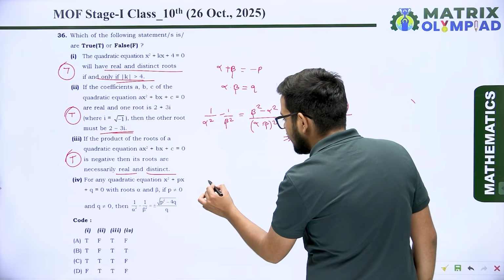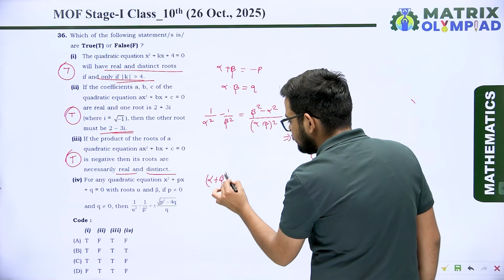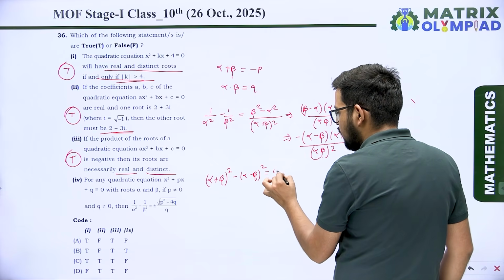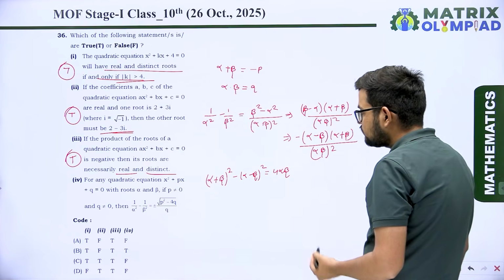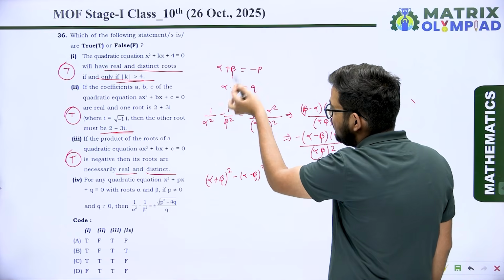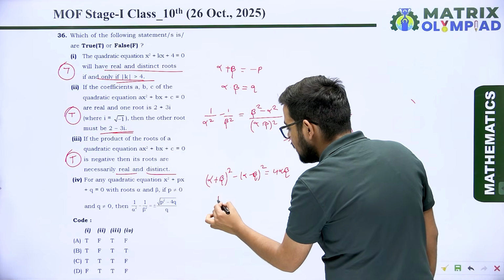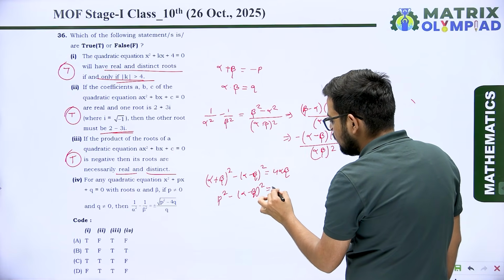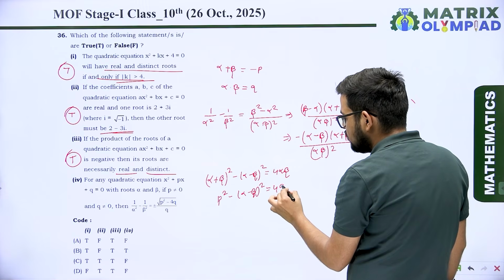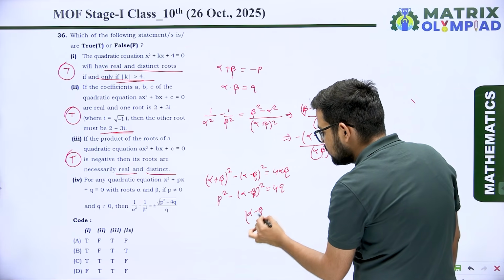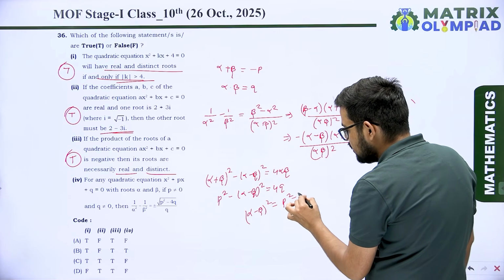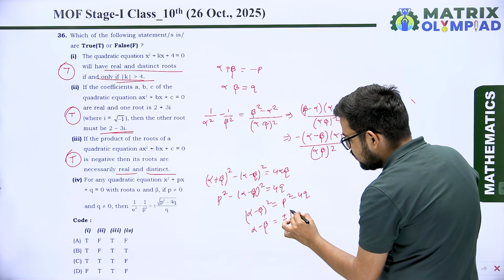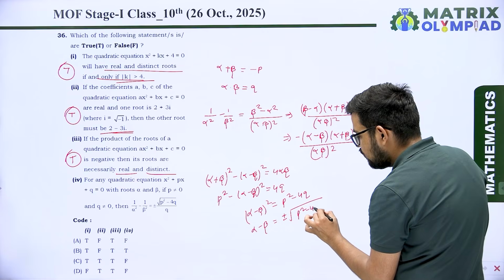You know that alpha plus beta whole square minus alpha minus beta whole square equals 4 alpha beta. What is the value of alpha plus beta? Minus p. So minus p square will be p square minus alpha minus beta whole square equals 4 into alpha dot beta, that is q. So alpha minus beta whole square will be p square minus 4q. So alpha minus beta will be plus minus root p square minus 4q.